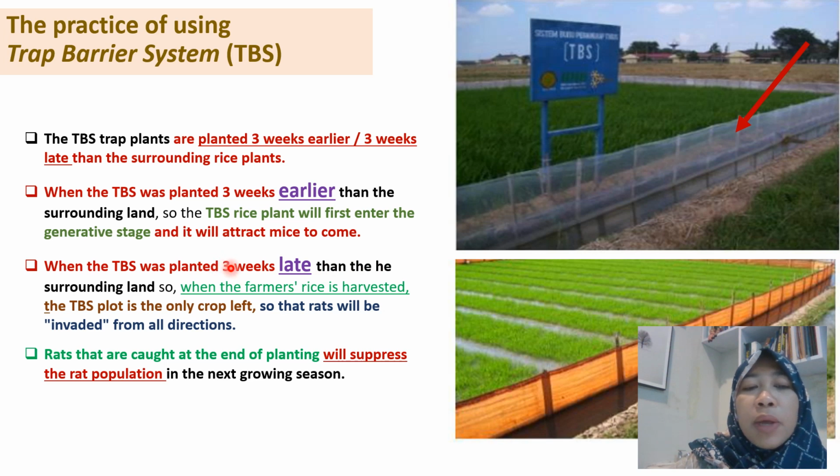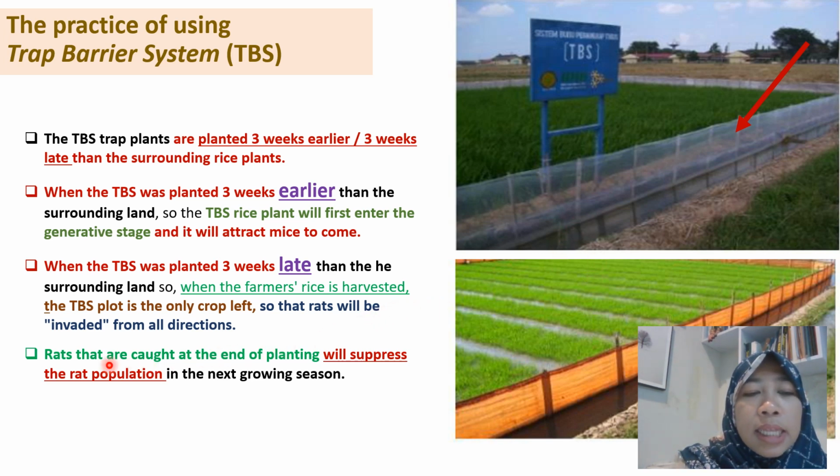And when the TBS is planted 3 weeks later than the surrounding land, when the farmer's rice is harvested, the TBS plot is the only crop left. So the rats will invade from all directions. That is the difference: the TBS planted 3 weeks earlier and 3 weeks later.